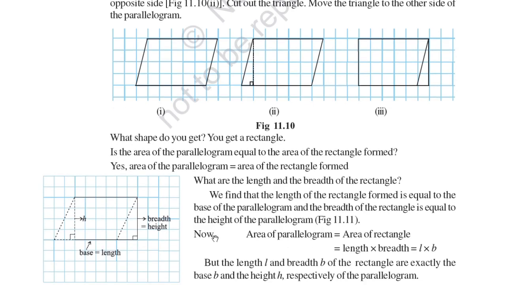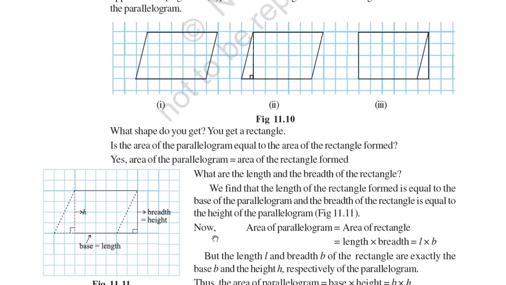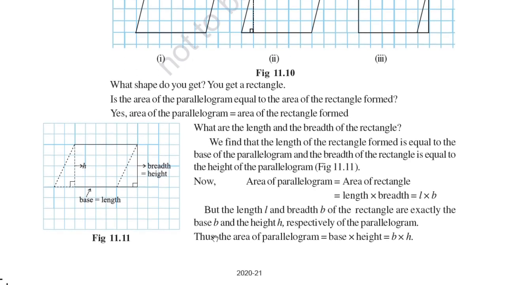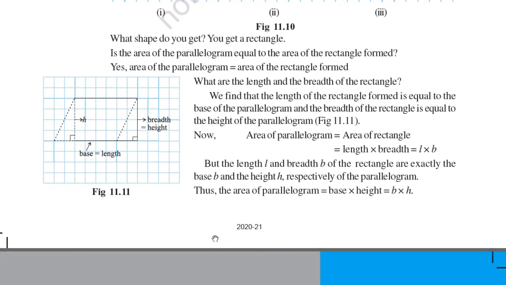Now what are the length and the breadth of the rectangle? We find that the length of the rectangle formed is equal to the base of the parallelogram, and the breadth of the rectangle is equal to the height of the parallelogram. As you can see in figure 11.11, length and breadth are given. Now the area of the parallelogram is equal to the area of the rectangle, that is length into breadth, L into B. But the length L and breadth B of the rectangle are exactly the base b and the height h of the parallelogram. Thus the area of the parallelogram is base into height.